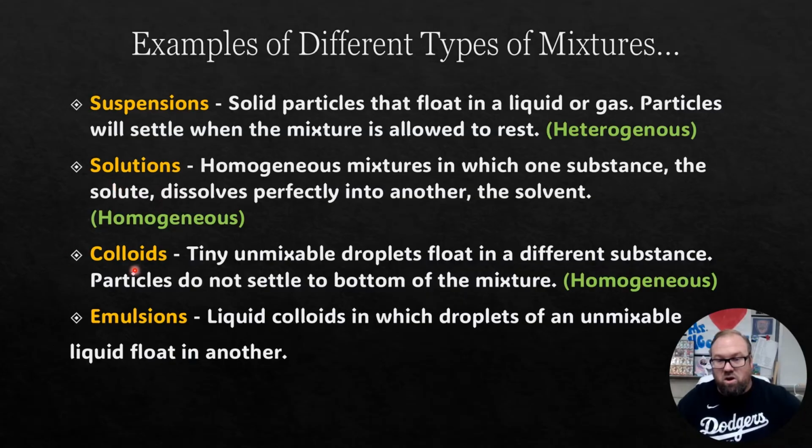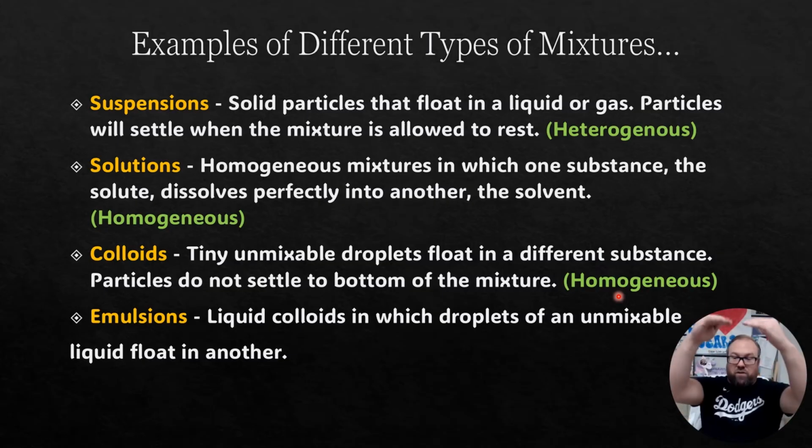Now, a little bit more weird and difficult, but also generally considered homogeneous, are colloids. And colloids are where you get tiny unmixable droplets that float in a different substance. Now, the big difference between a colloid and a suspension is that in a colloid, the particles do not settle to the bottom of the mixture. Okay? Colloids are considered homogeneous because they're generally evenly distributed, so they float the same in the top, middle, and bottom.